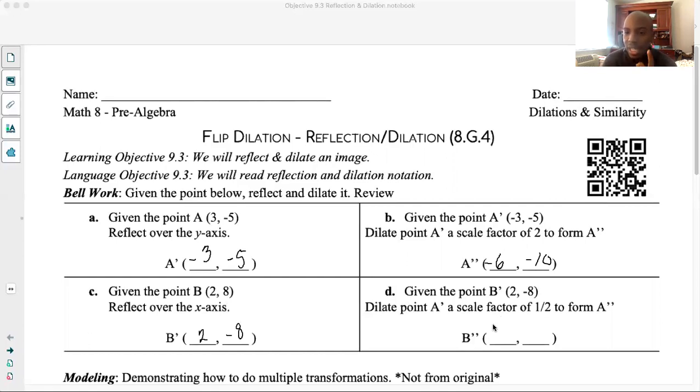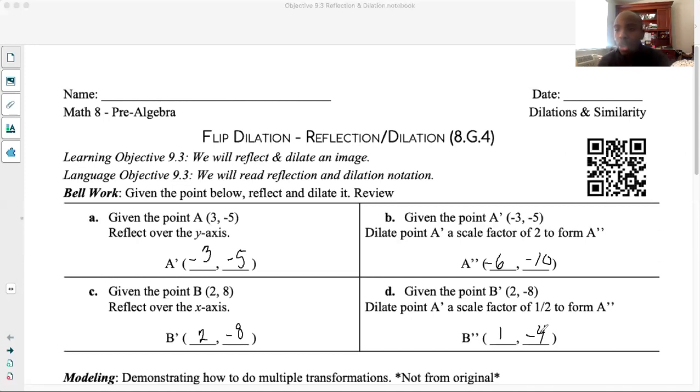That is an indication that that's our new point, but we need to multiply by a scale factor of 1/2. What does that mean? We're going to multiply 2 times 1/2. When you do 2 times 1/2, or you think about what is half of 2? Half of 2 is 1. What is half of -8? -4.